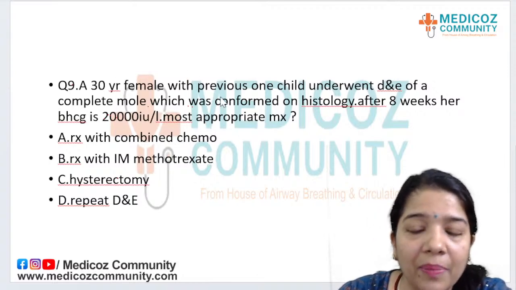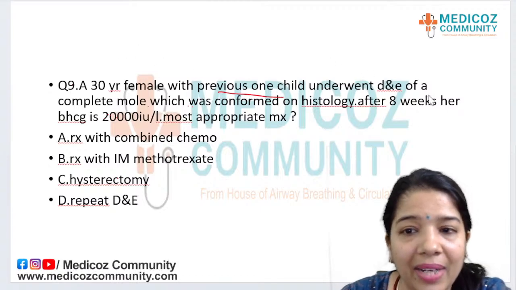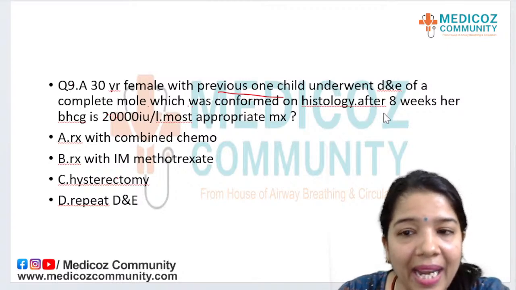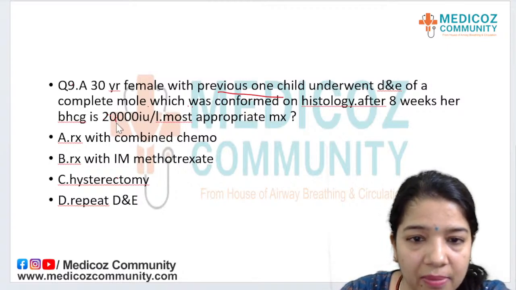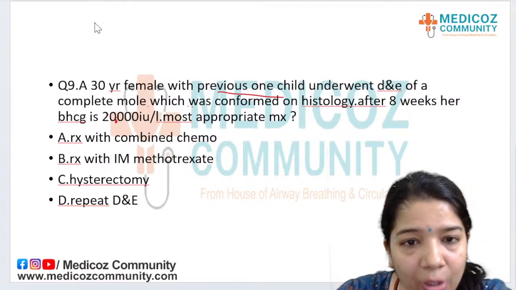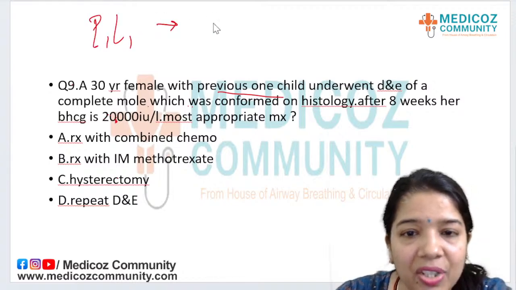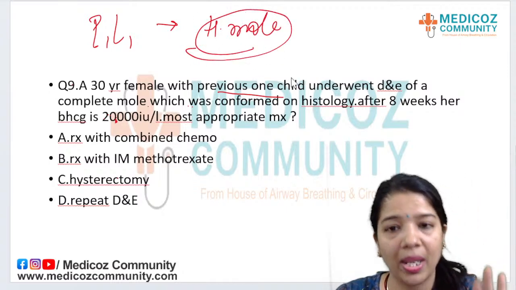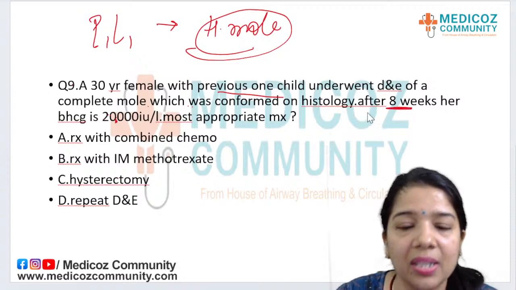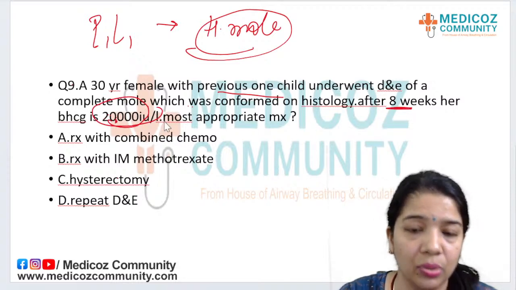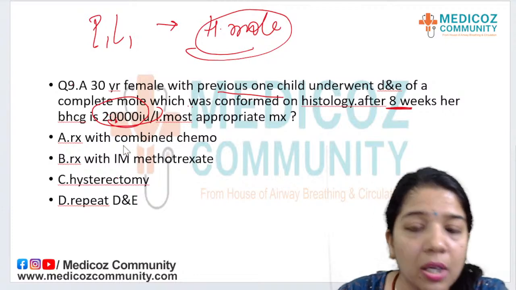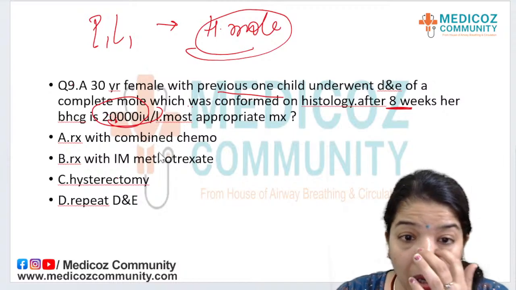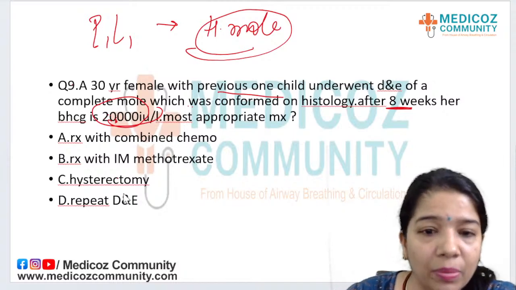Okay, so remember, previous one child, underwent D&E of a complete mole, which was confirmed. After 8 weeks, her beta HCG is 20,000 units. So this means she had one normal pregnancy, para one, live one. After that, she had a H mole, right? That is what it's saying. For the H mole she underwent D&E. When she was on follow-up, after 8 weeks, her beta HCG is still 20,000 units. What will you do next? If anyone wants to answer, please answer. Options: combined chemo, IM methotrexate, hysterectomy, repeat D&E.